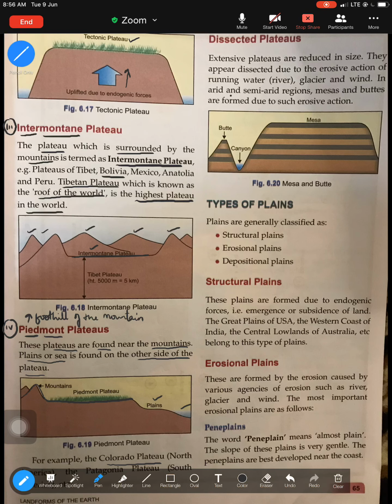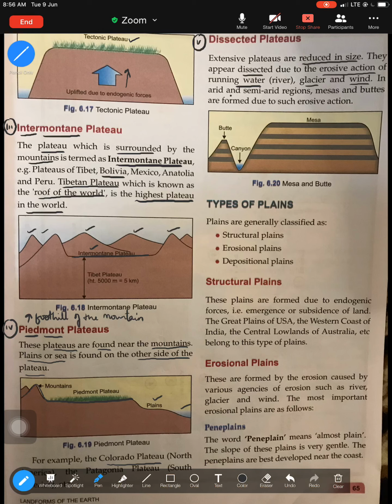And the last type of plateau is the dissected plateau, meaning a plateau which has eroded and looks reduced in size because of the dissection done by the action of wind, water, and glacier. So when the plateau gets eroded because of the action of wind, water, glacier, that is known as a dissected plateau. And here they've given an example of how dissection leads to different landforms.